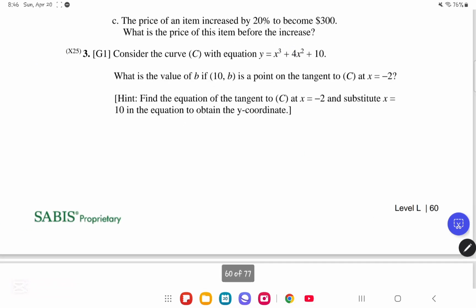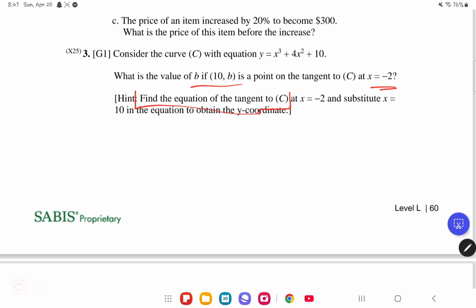We move on to question number 3. Consider the curve C with this equation over here. What is the value of b if (10, b) is a point on the tangent at x equal to minus 2? We already know that they gave us the value of x, and they want us to find the value of b. They gave us a hint: find the equation of the tangent to C.